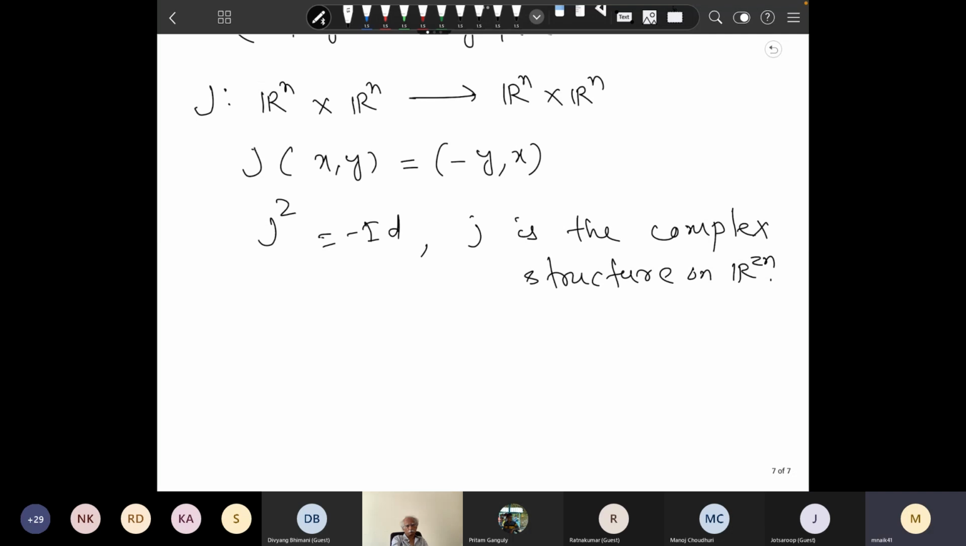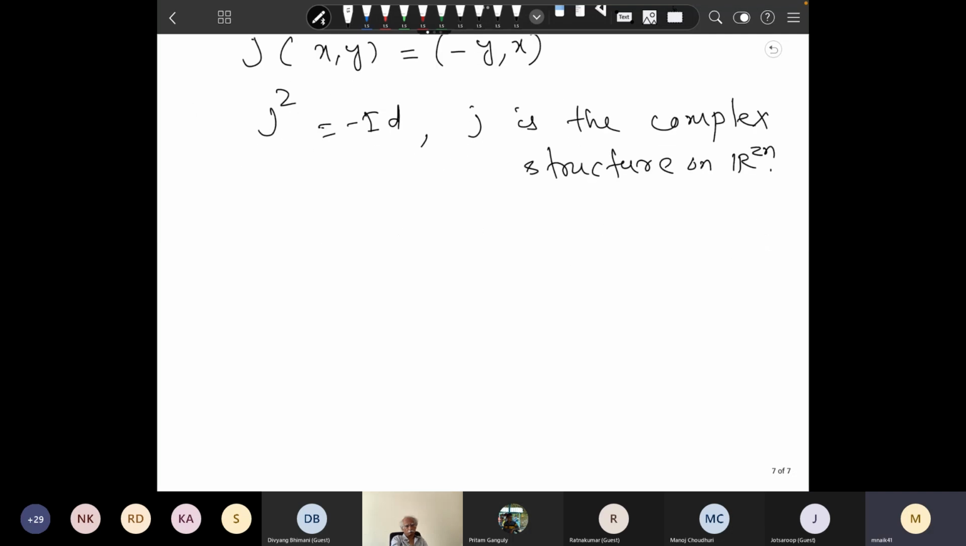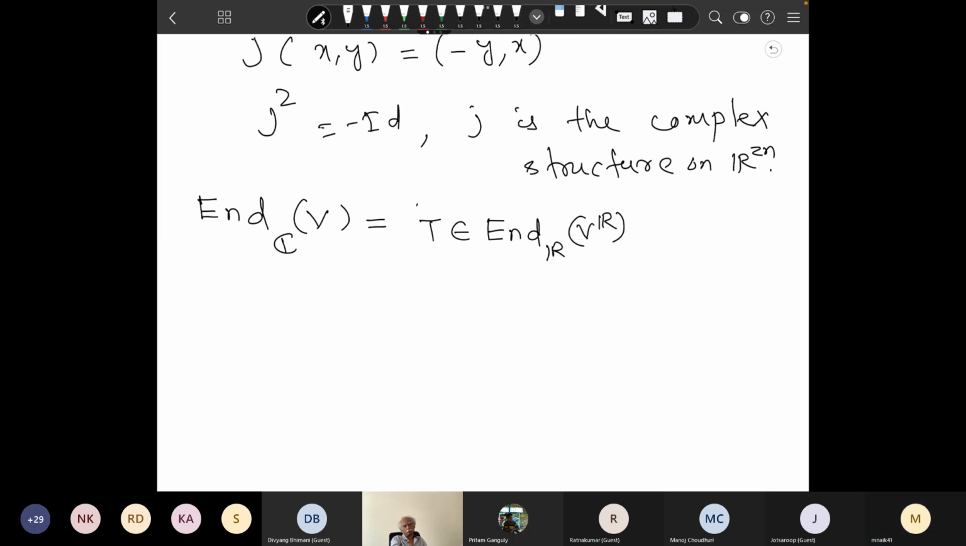Now see, we have derived this thing: the endomorphism over C of V is nothing but T belonging to the endomorphism over R of VR, so that TJ is equal to JT.